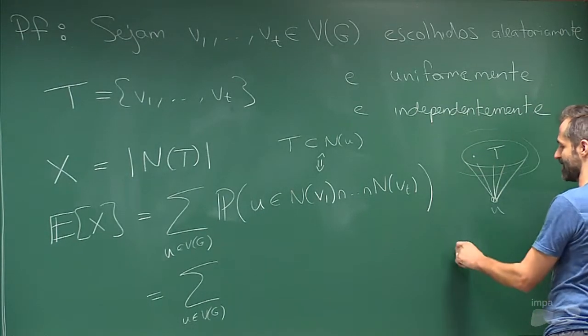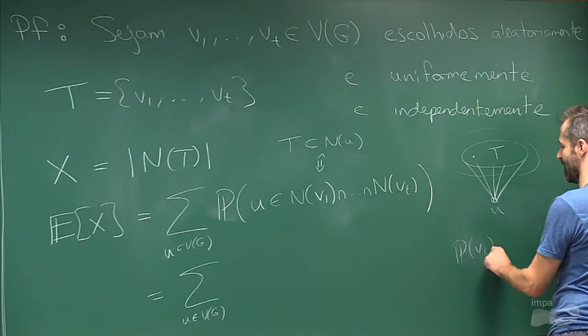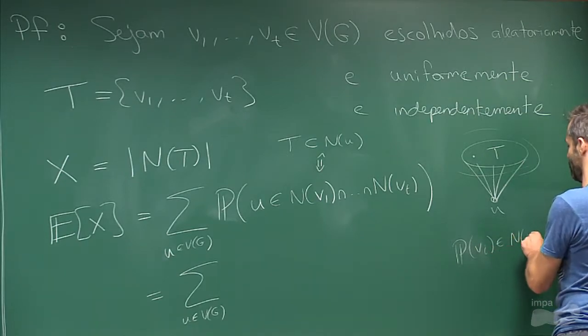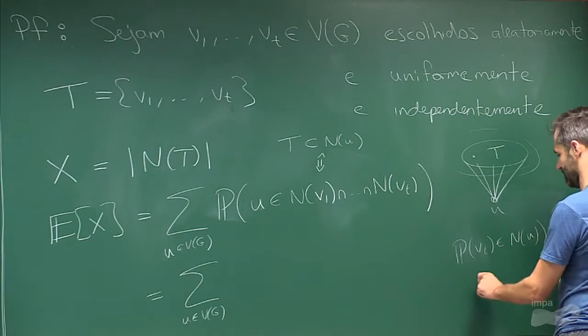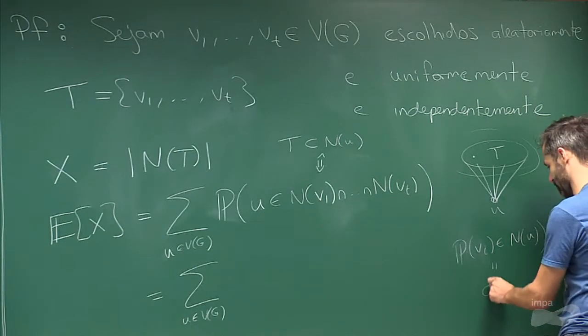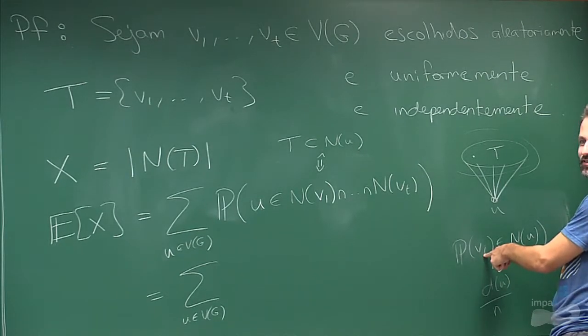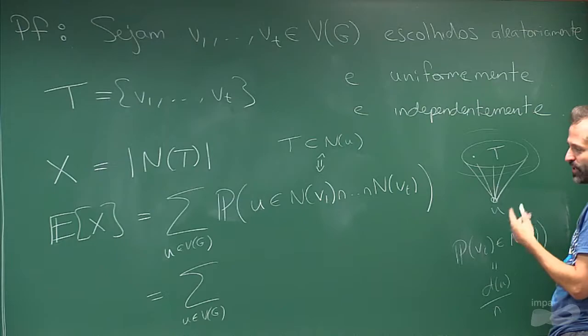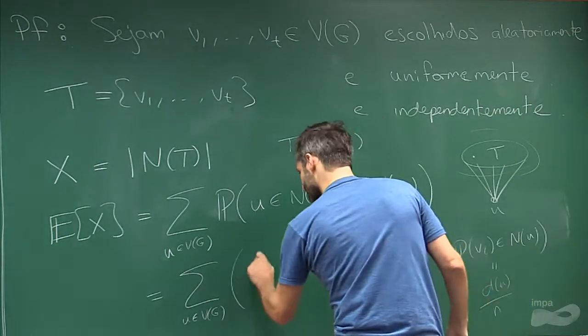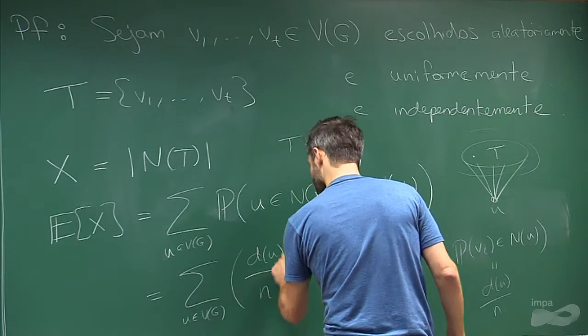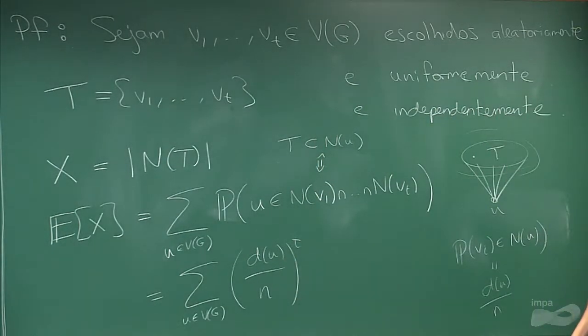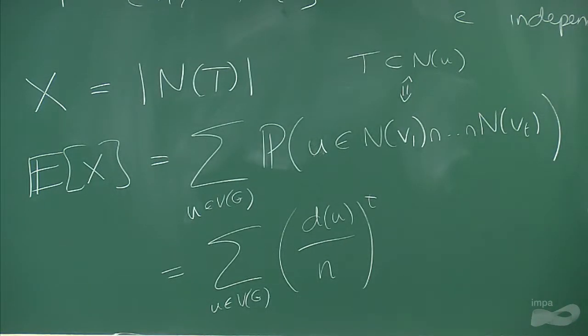Right. So what's the probability that Vi is in the neighborhood of u? Yeah, d(u) over n. Exactly d(u) over n. That's true for each of these, and there are t of them. They're all independent. So it's exactly (d(u)/n)^t. Each of them has to be chosen in the neighborhood, and that probability is exactly d(u) over n.